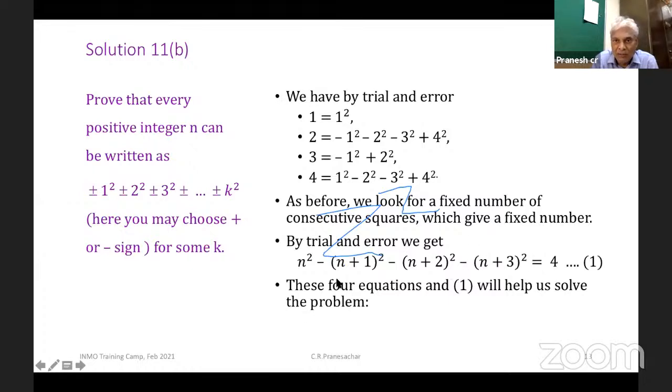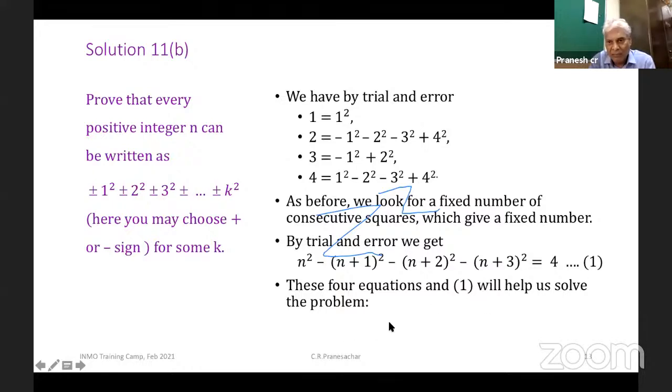Because then the n squared terms will cancel with the other n squared terms. And you see that 6n minus 6n will be 0. And you have minus 1 squared minus 2 squared plus 3 squared, which is 4. Now these 4 equations above and 1 will help us to solve the problem.